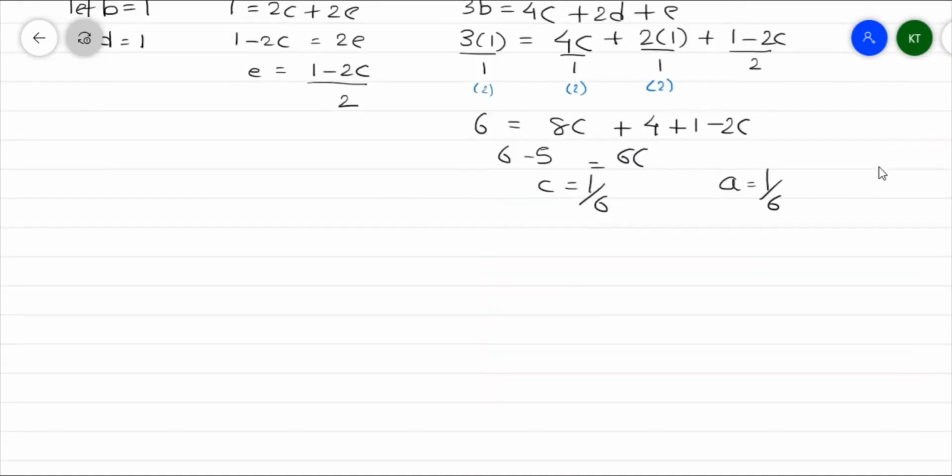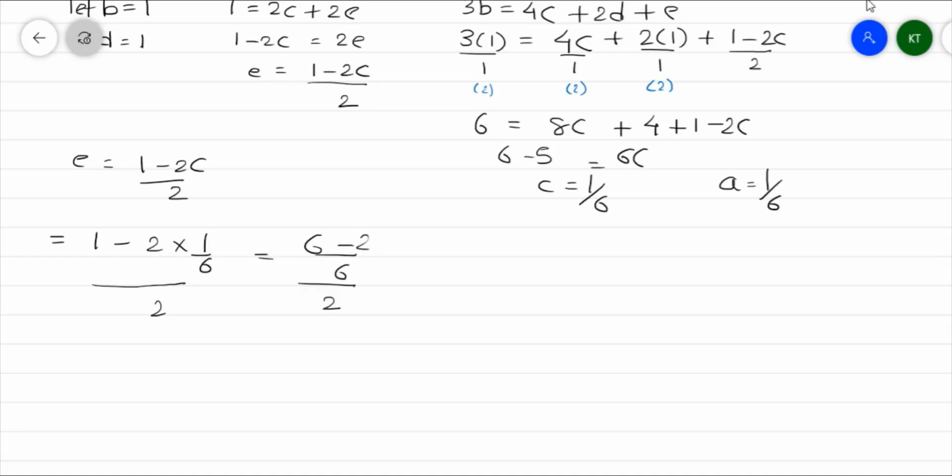Now let me find out the value of E. E value is (1 minus 2C) upon 2. C value I got as 1 upon 6. So I'll simplify here further. 1 minus 2 into 1 upon 6, whole upon 2. So this will be (6 minus 2) upon 6, upon 2. So I'll get here 4 upon 6 into 1 upon 2. So I'll get E value as 1 upon 3 after solving this particular equation.